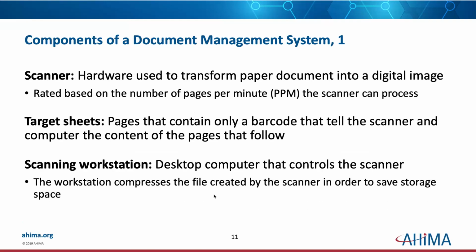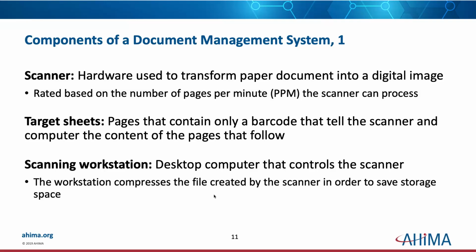So what are the parts? These are parts of a document management system. You have a scanner, you have what are called target sheets, and you have a scanning workstation. So you have the actual hardware, that's the scanner, and that turns the paper into a digital image. It looks like a desktop. You can have really small ones that look like a tiny desktop, like a box of Kleenex almost, that are fairly small. And then you can have ones that are the size of a big DeskJet printer that do more. It just depends on what your needs are.